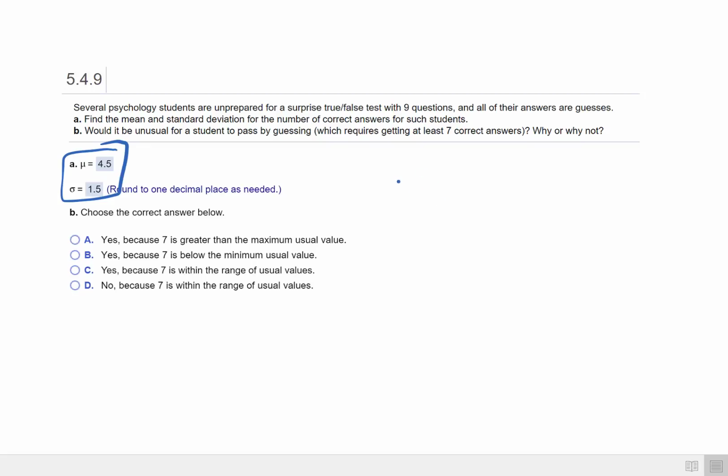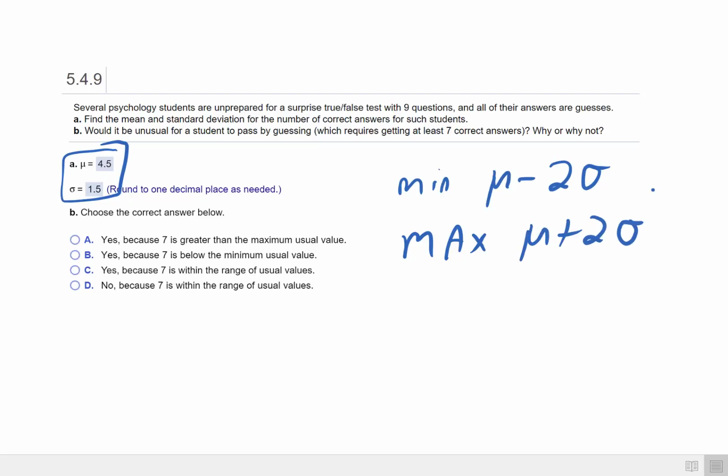So we can find the minimum value. We'll do both of them. So the minimum value is the mean minus 2 standard deviations, and the maximum value is the mean plus 2 standard deviations. Now really we don't need to find the minimum value, but let's go and do that anyway. So our mean here is 4.5. So this is the minimum. So the mean is 4.5 minus 2 times 1.5. So 2 times 1.5 is 3. 4.5 minus 3 is 1.5.